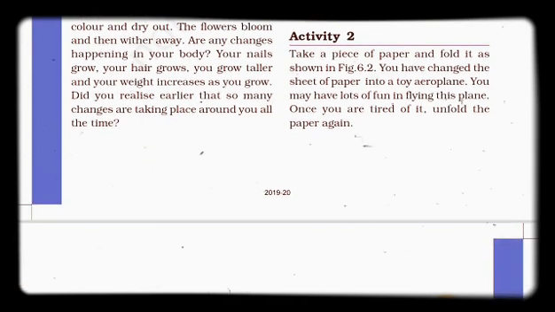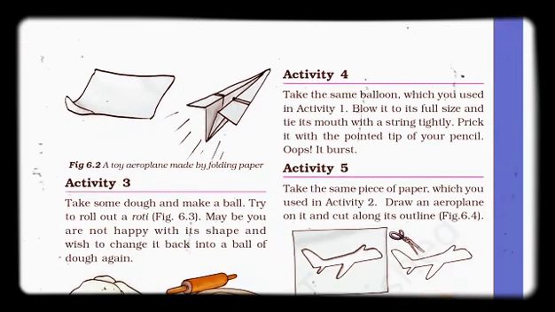Activity 2. Take a piece of paper and fold it as shown in figure 6.2. You have changed the sheet of paper into a toy aeroplane. You may have lots of fun flying this plane. Once you are tired of it, unfold the paper again. You can see in figure 6.2 a toy aeroplane made by folding paper.